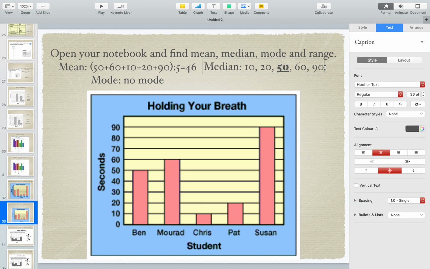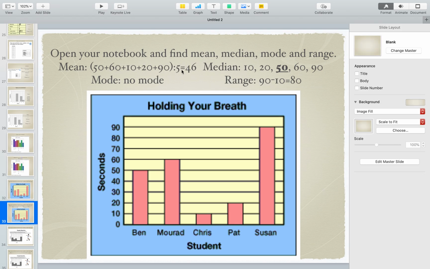Now range. Range is the highest number minus the lowest one, which is 10. So it's 80. So what this means is that the average amount of seconds that someone can hold their breath from these 5 people is 46 seconds. There's no mode. Okay, the median number is 50, and the range between the highest number and the smallest number is 80. Okay. So this is, now just quickly check if this is all okay.